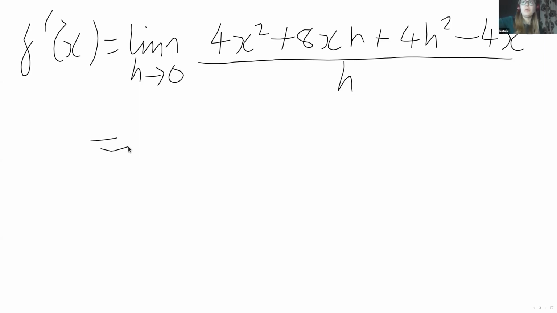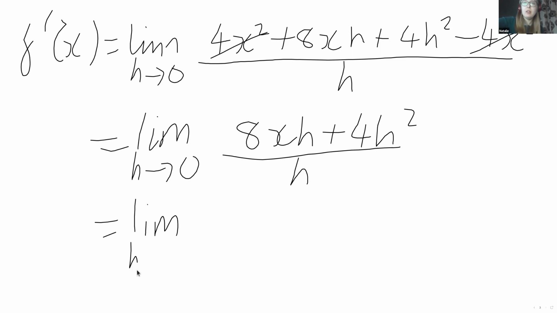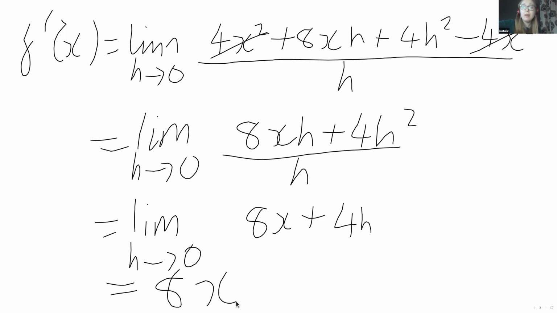The 4x squared take away 4x squared are going to disappear. So I get the limit as h tends to 0 of 8xh plus 4h squared all over h. That becomes the limit as h tends to 0 of 8x plus 4h. Well, as h tends to 0, 4h is going to tend to 0, and so that becomes 8x. And you have just proven that the derivative of 4x squared is 8x from first principles.